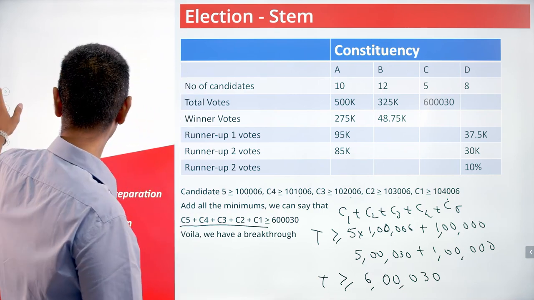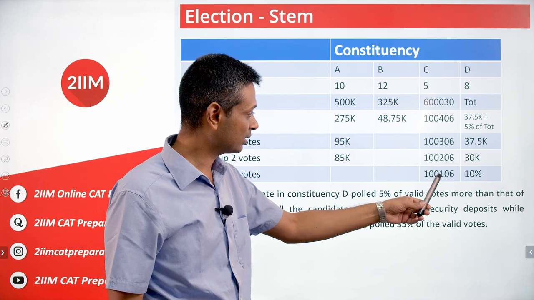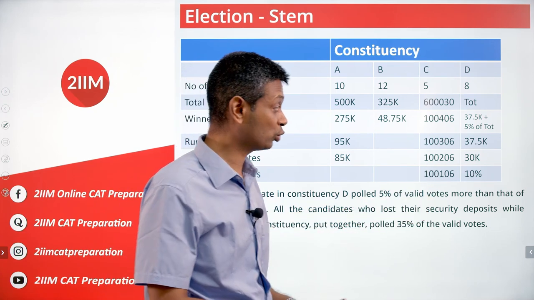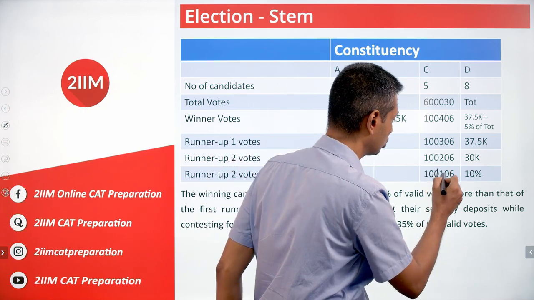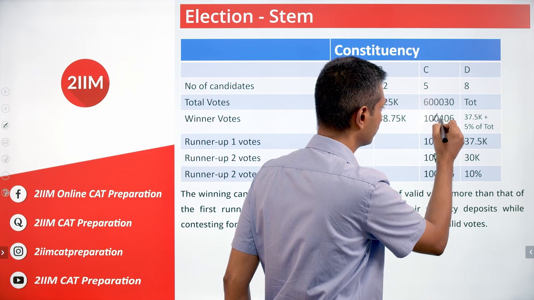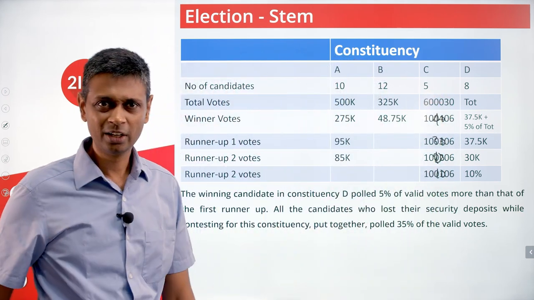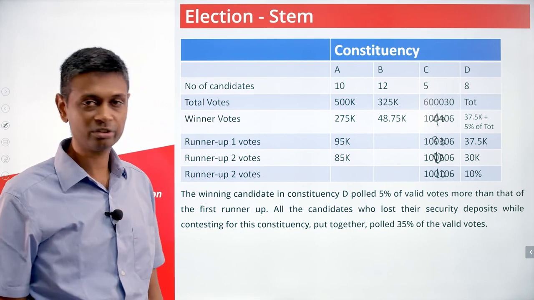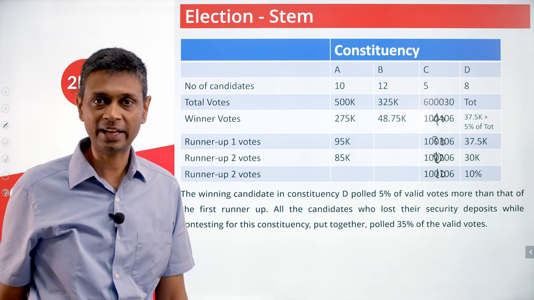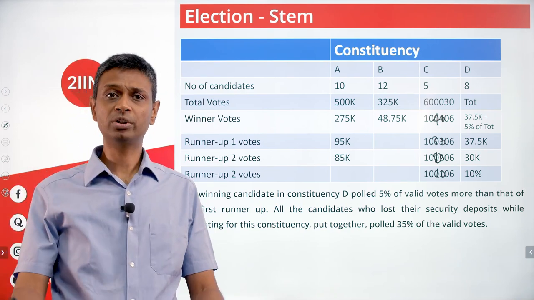The least guy, the guy who scores the least, gets 1 lakh 6. Then 1 lakh 10,006. The zeros are a little shifted, but don't worry. 1 lakh 20,006, 30,006, 40,006. With 1 lakh 10,006, 1 lakh 20,006, 1 lakh 30,006, 1 lakh 40,006. Done. We've got this entire table done for C. Only one possibility available there.